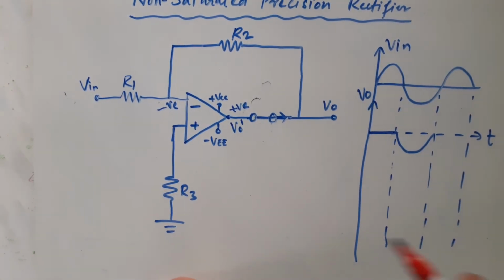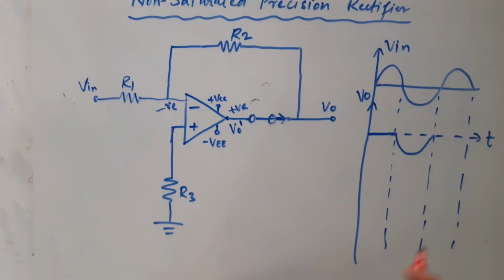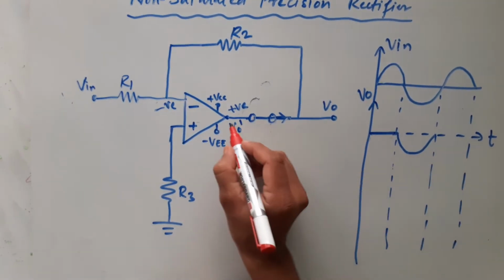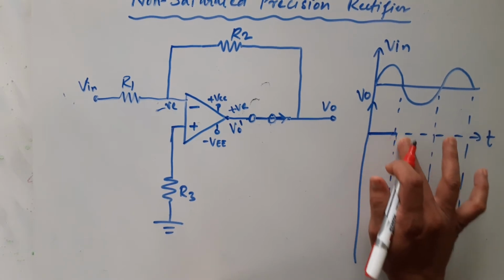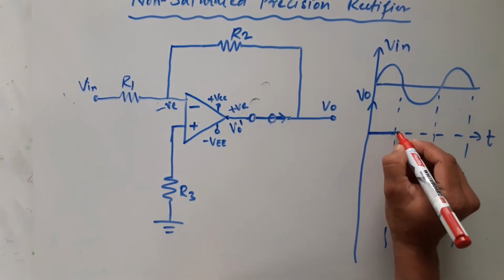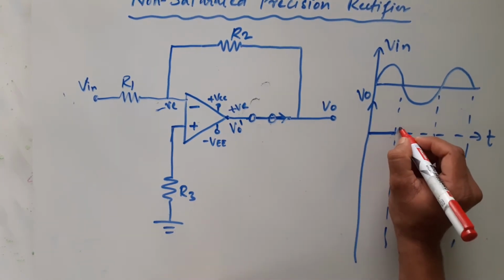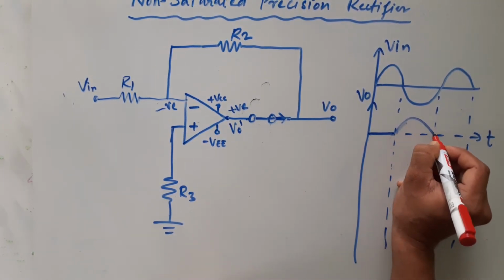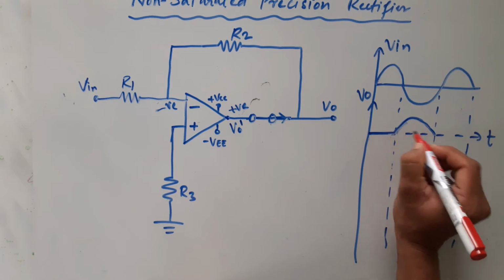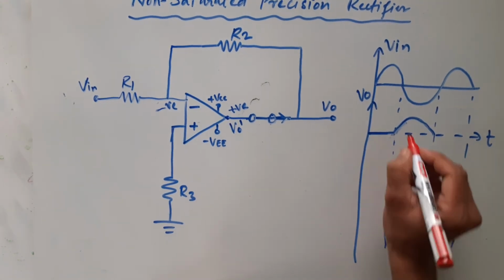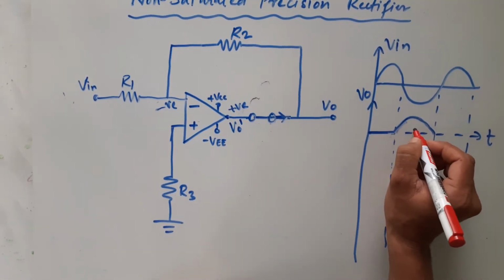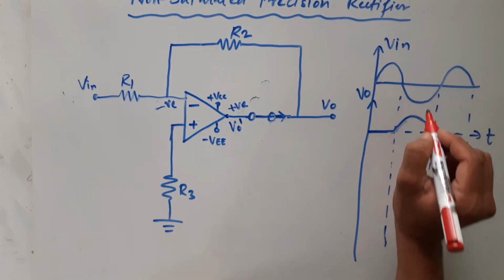Now this is positive, right? Sorry, I have drawn it down. So this positive voltage will conduct your diode, so you will get an inverted positive half cycle like this. When you apply this negative input, you will get this positive output.